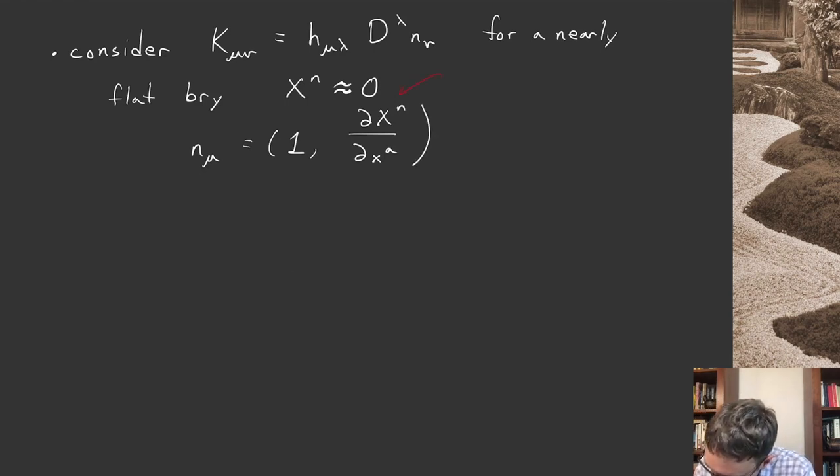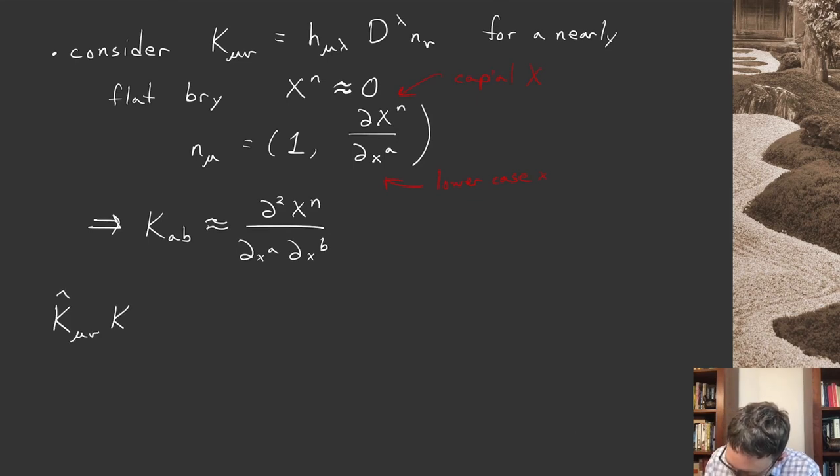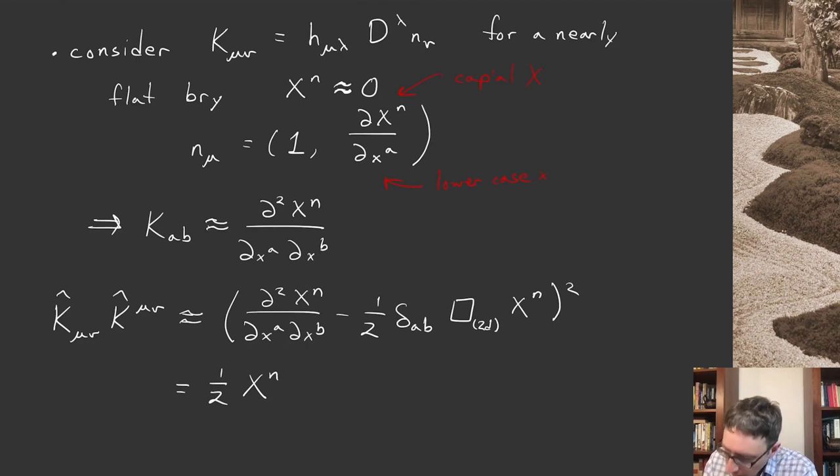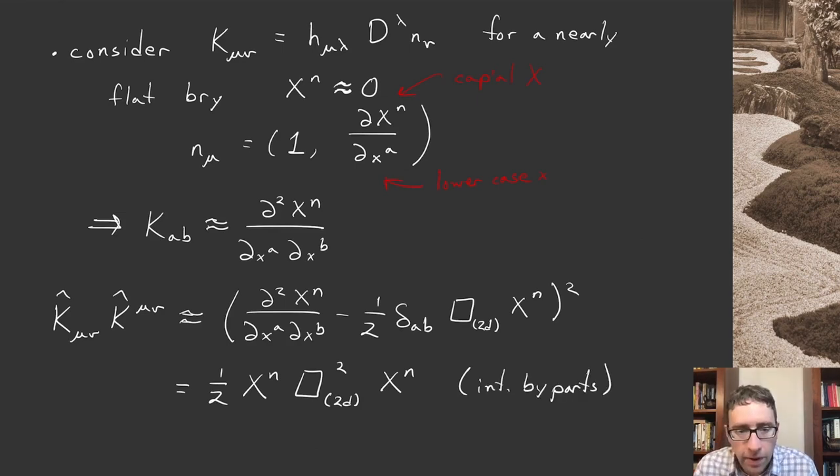So this thing at the top, this is the capital X, and this is a lowercase x. So what does this imply? From our definition of the extrinsic curvature, this is going to imply that K_ab, the tangential components of the extrinsic curvature, I can write at least approximately as a Hessian of this normal embedding coordinate. And moreover, this Weyl invariant K hat squared, if I expand it all out, it's at least approximately (∂²x_n/∂x^a∂x^b minus a half delta_ab, the 2D box, which is basically just a Laplacian) this whole thing squared. And if I work this whole thing out, this is basically x_n box squared x_n, after possibly some integration by parts. Okay, so that's a nice simple expression for this Weyl invariant K hat squared in the presence of a nearly flat boundary. And I hope you can see where I'm going with this.